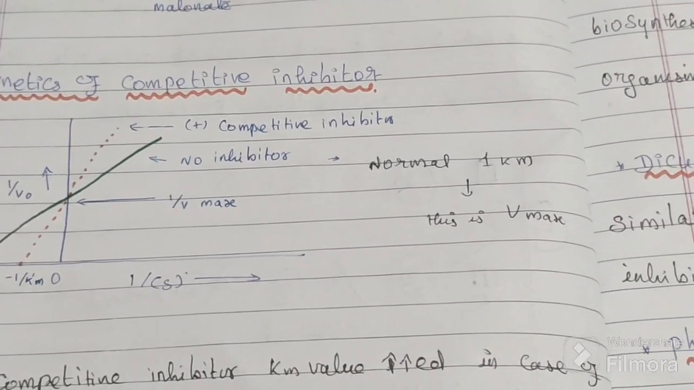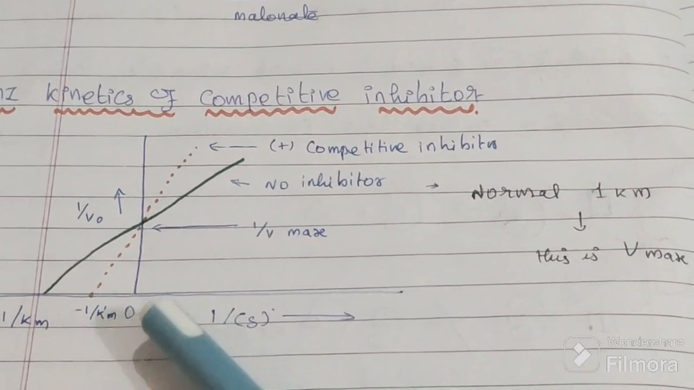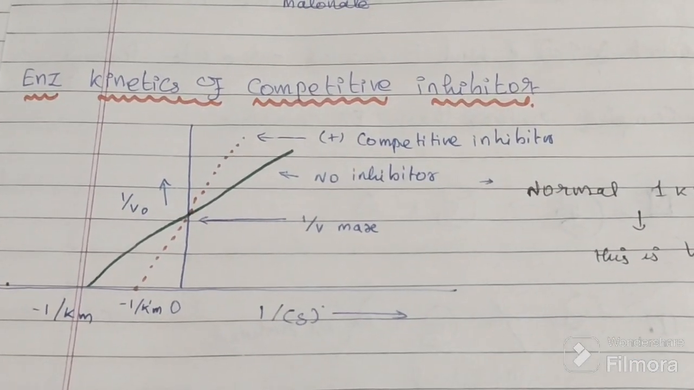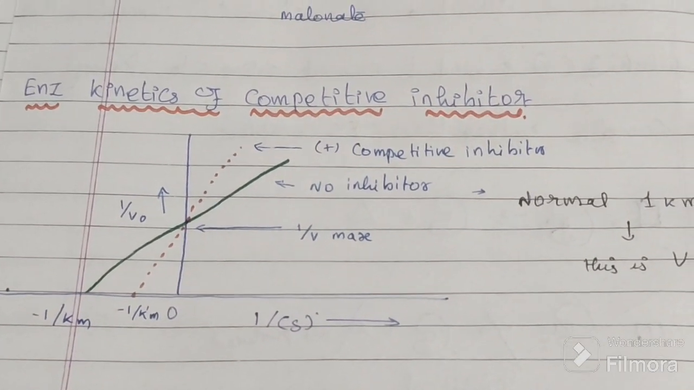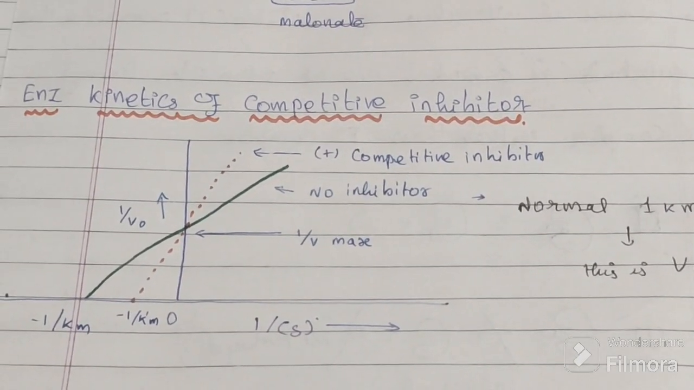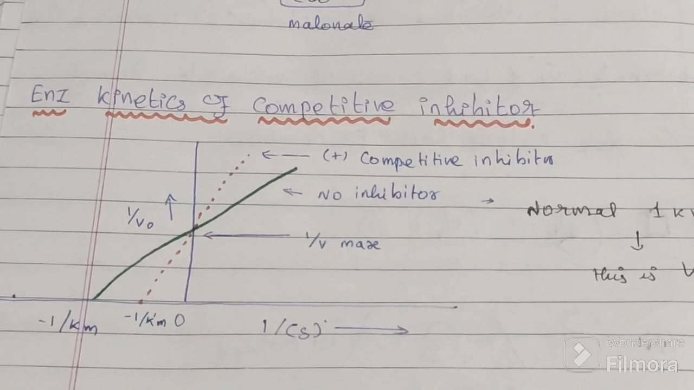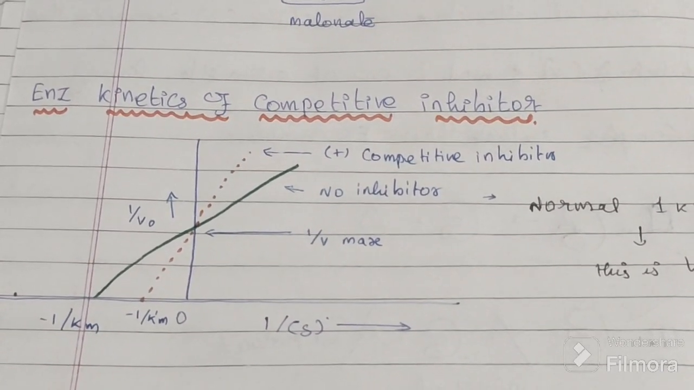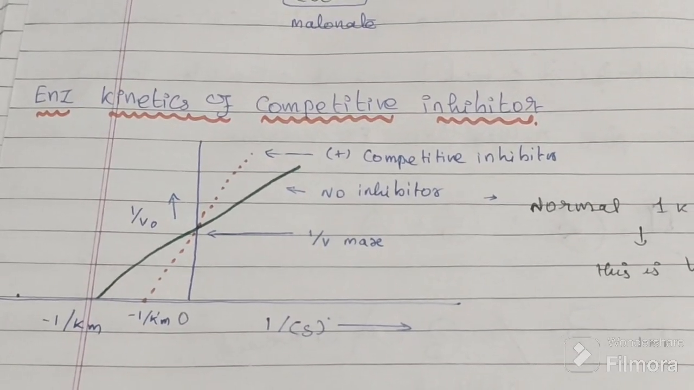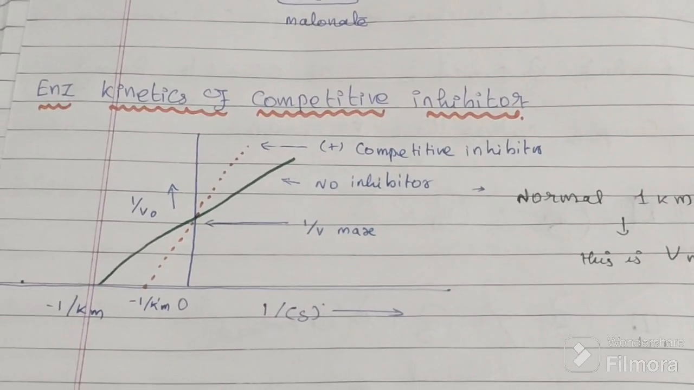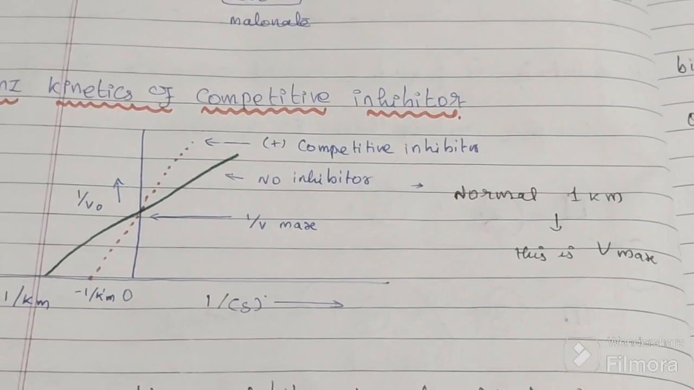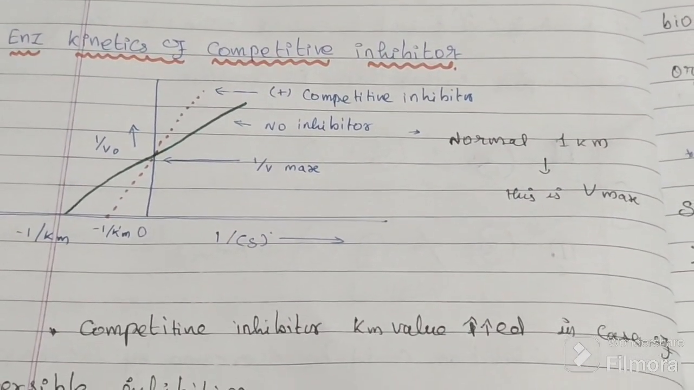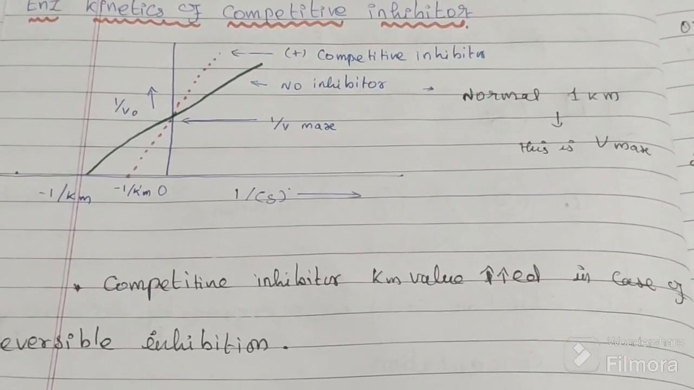This is the normal Km, and this is the Vmax. Okay, half Vmax and Vmax. But in the case of a competitive inhibitor, the Km value will be increased. In the case of reversible competitive inhibition, Km value is increased and Vmax is unaltered.